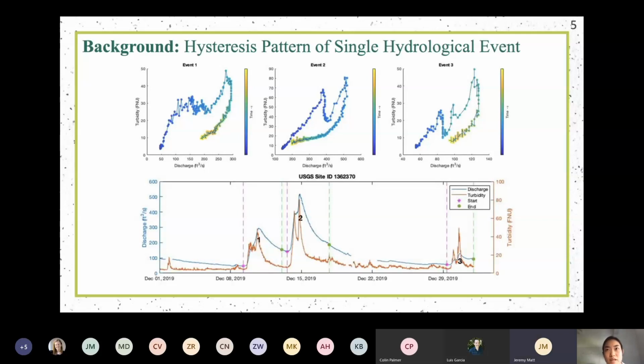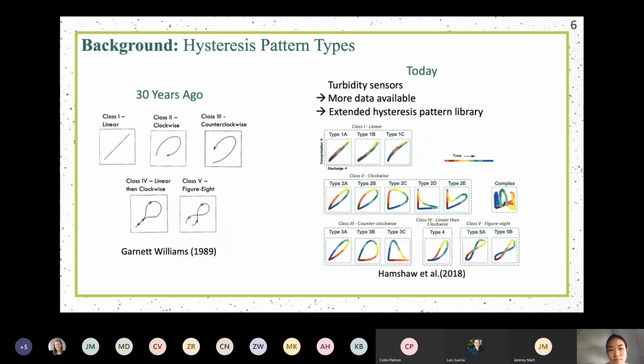Hysteresis is basically a phenomenon in which two time-dependent variables experience some time lag. In this case, the discharge and turbidity reach their peaks at different times, resulting in hysteretic behavior. We want to look at hysteresis patterns because we can classify them into types, and each type informs us of a different physical process that happened in the watershed.